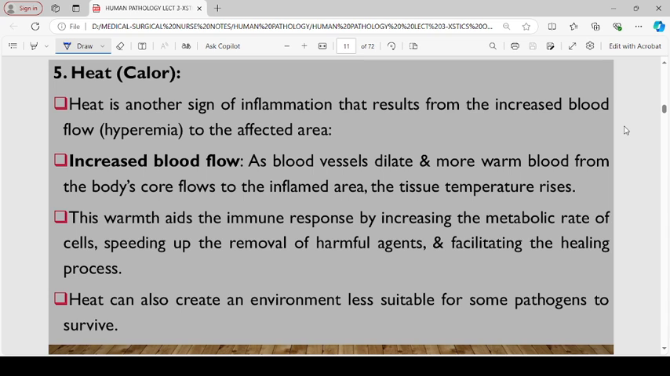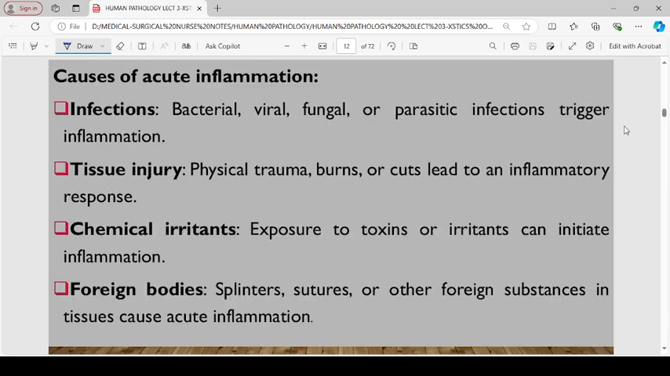So this warmth is beneficial because it normally aids the immune response by increasing the metabolic rate of the cells, speeding up the removal of harmful agents and facilitating the healing process. Heat can also create an environment less suitable for some pathogens to survive, and this will hasten healing. Right? All right, now we can proceed and look at some of the causes of acute inflammation.